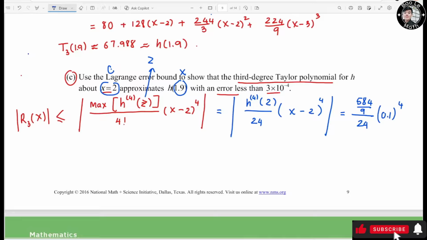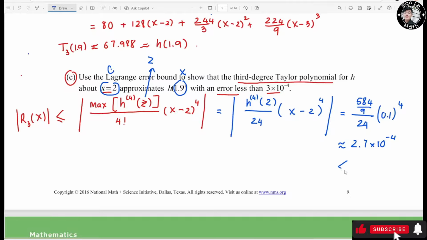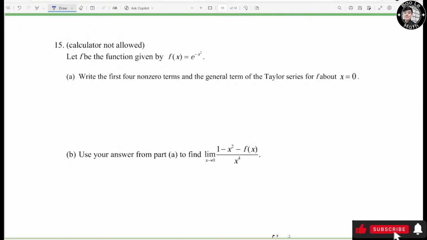Now you're going to pull up the calculator. Hit the button right here, input the fraction, and press Ctrl Enter. It's going to be 0.00027, which is the same thing as 2.7 times 10 to the negative 4. And this is actually less than 3 times 10 to the negative 4.